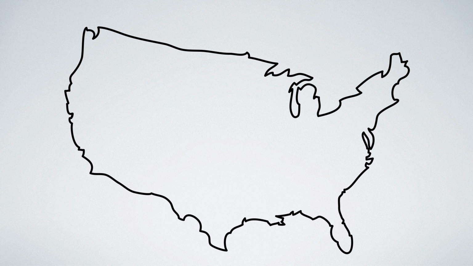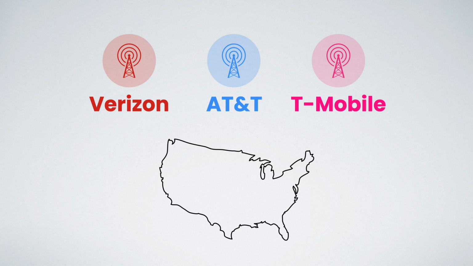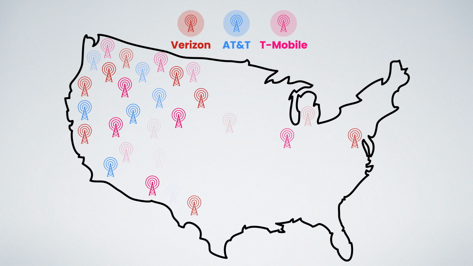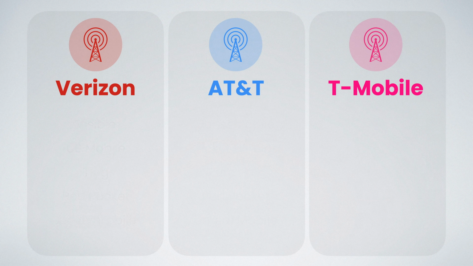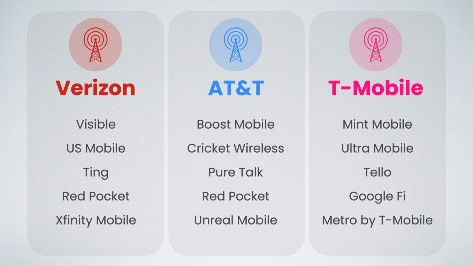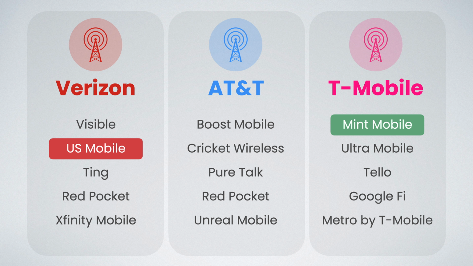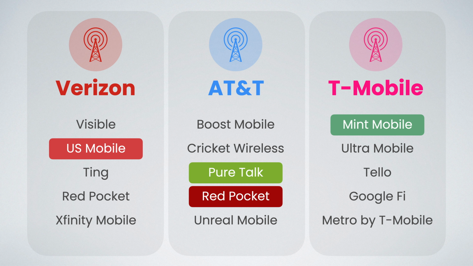Here in the United States, there are 3 main networks for coverage: the Verizon network, the AT&T network, and the T-Mobile network. And all cell phone plans from all providers will use one of these 3 networks for coverage. And yes, this includes the smaller, more affordable carriers like Mint Mobile, US Mobile, Red Pocket, Pure Talk, and all of the other ones you see here.